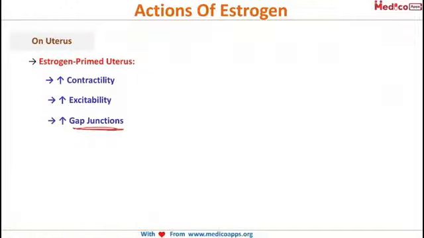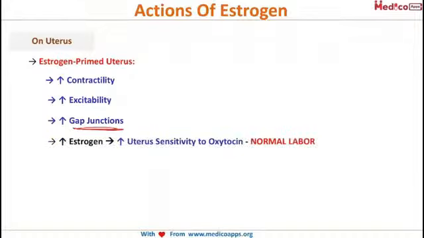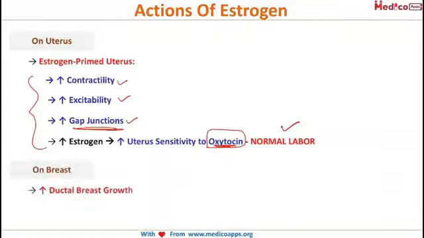And finally, estrogen increases the uterine sensitivity to oxytocin, which is very crucial for the occurrence of normal labor, okay? So, estrogen increases everything, increases contractility, excitability, the gap junctions as well as the sensitivity to oxytocin, right? To result in normal labor. On the breast, it increases the ductal growth in the breast, okay? That is why it is called the growth hormone of the breast. Now, if you have the question, which of the following is the growth hormone of the breast? Your answer will be estrogen, okay?